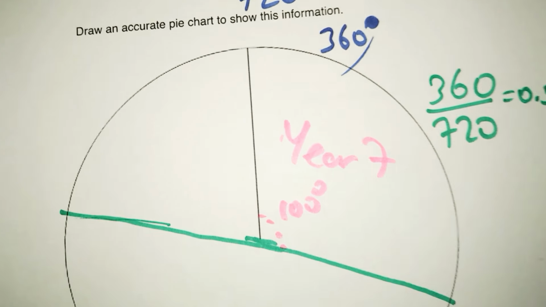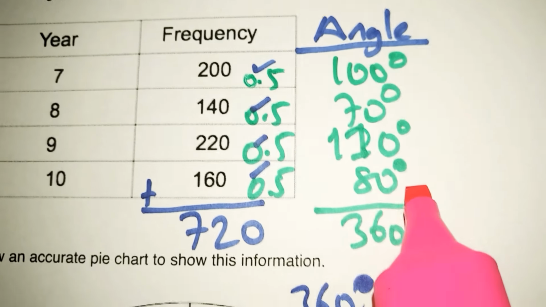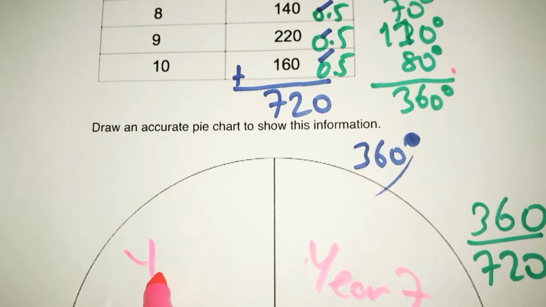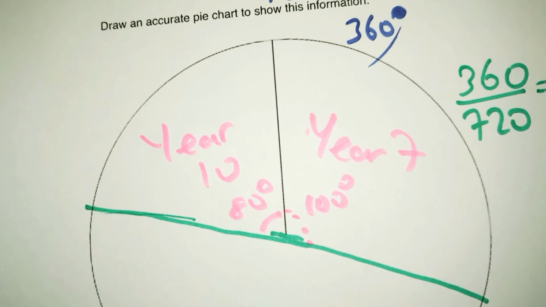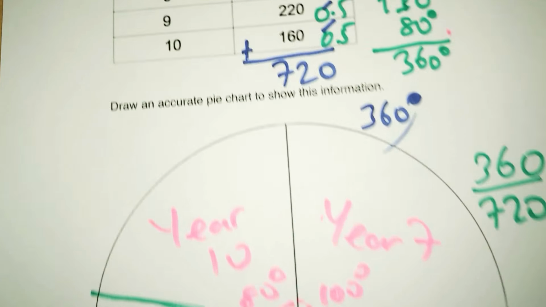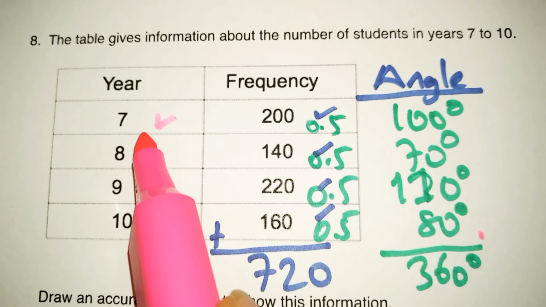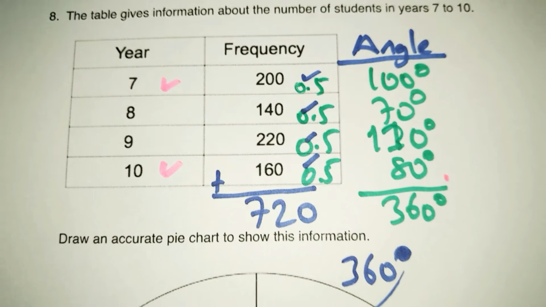After all, 100 is used. What is left in this angle is 80. Now let's go back and find 80. Here you go, you have your 80 here, which is year 10. Year 7 done, year 10 done. So what is left? We have done year 7 and year 10, so year 8 and year 9 are left, which will be 110 and 70.